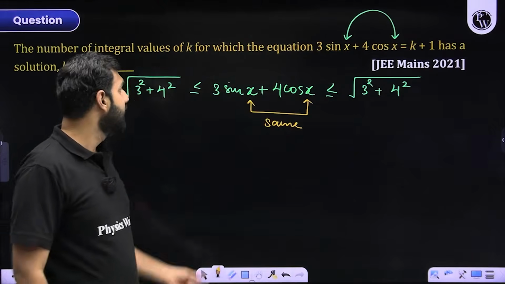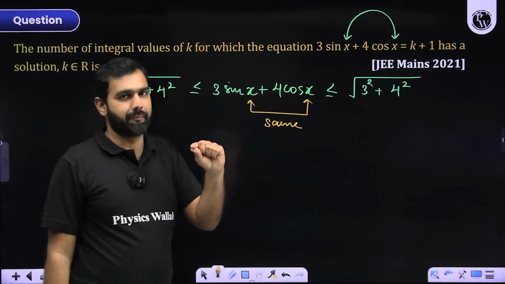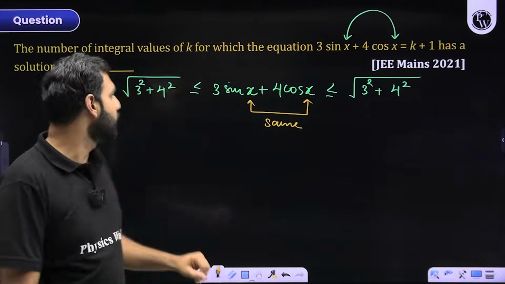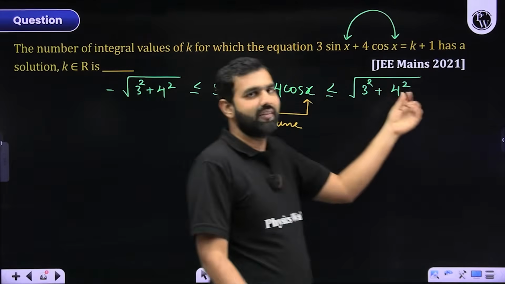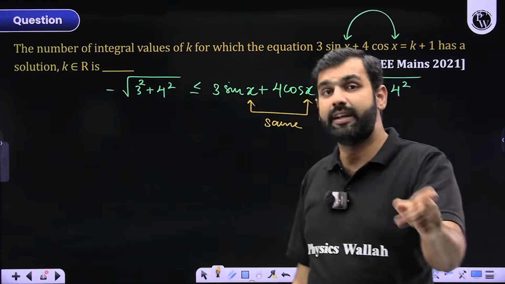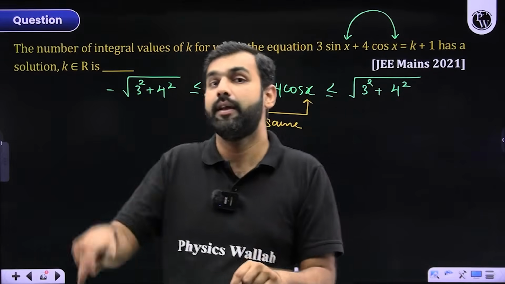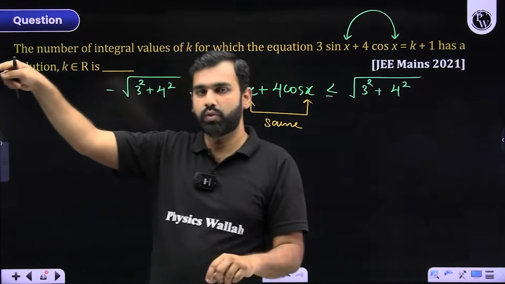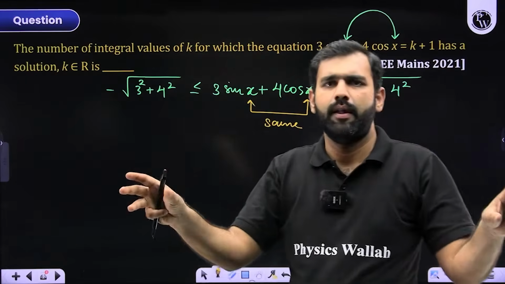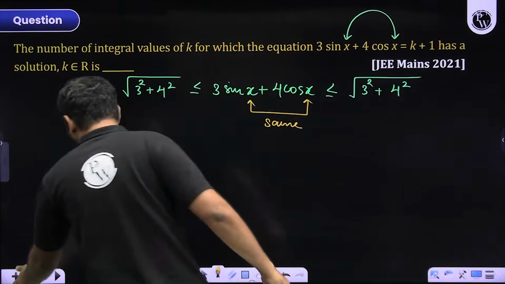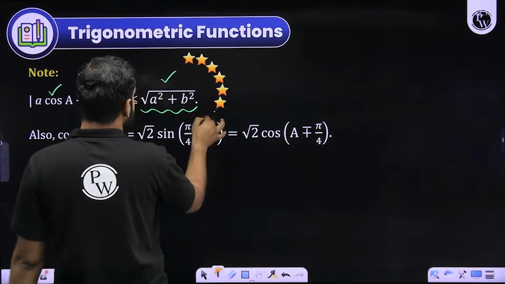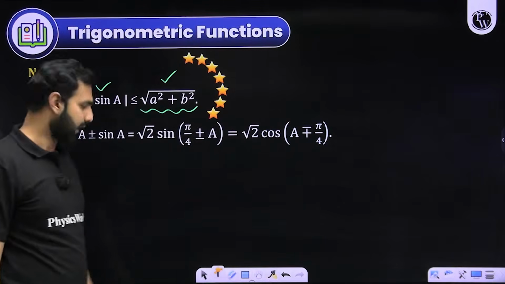And what does it say? That 3 square plus 4 square is basically 9 plus 16, 25, which is under root 25, that is 5. So it will lie between minus 5 and plus 5. So a sin theta plus b cos theta always lies between negative of under root of a square plus b square to positive of under root of a square plus b square. Remember that. That is again a very crucial result, and I very strongly urge you to remember this as a result. Again, they love asking it.